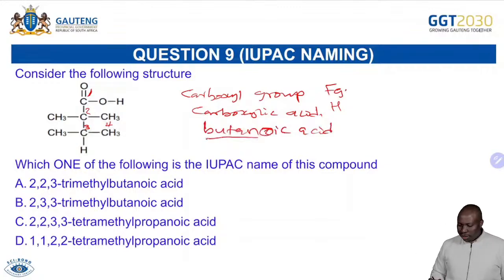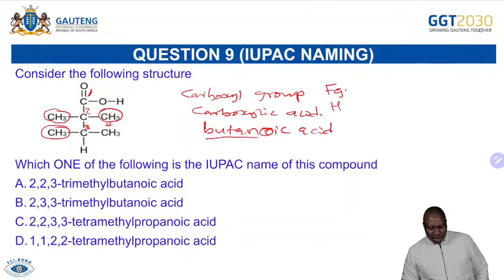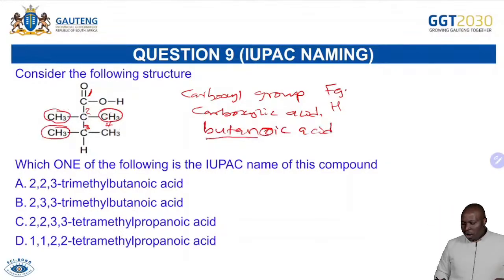Do we have any substituents? Yes, let's check where we find the substituents. In carbon number 2, we find 2 substituents. In carbon number 3, there is another substituent. So our substituents are the same, so we can call them 2,2 because in carbon number 2 we have 2 of them. So it's 2,2,3.